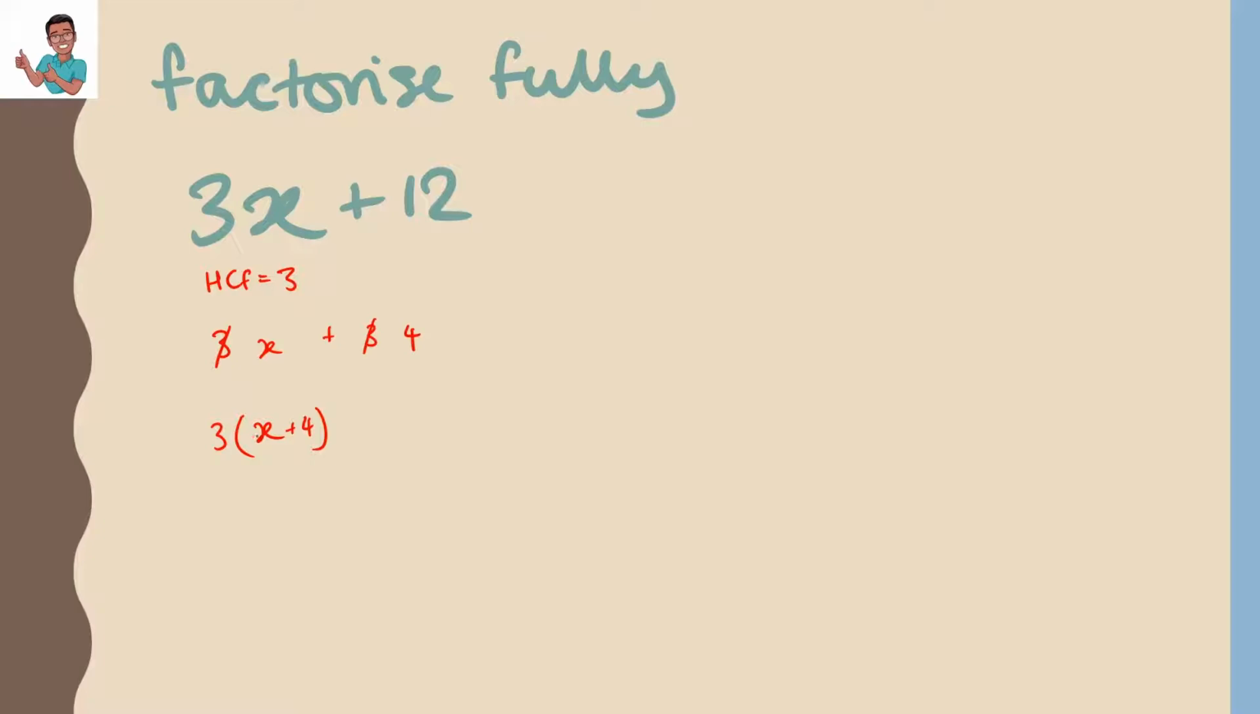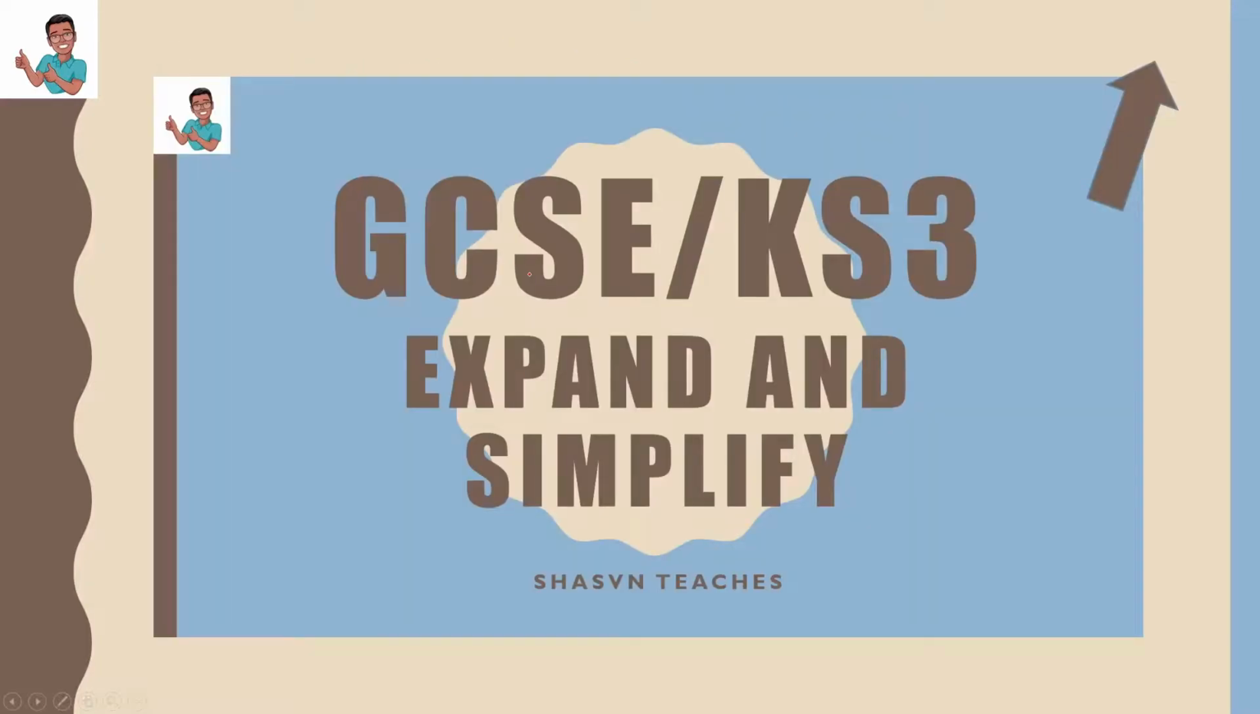Essentially what we're doing is we are condensing this into this format. Sometimes we'll be asked to expand this. So this will be 3x plus 12, which is the same as this. If you don't know what I'm talking about, make sure you watch my video on expanding and simplifying by clicking the pop-out banner in the top right corner of the screen.